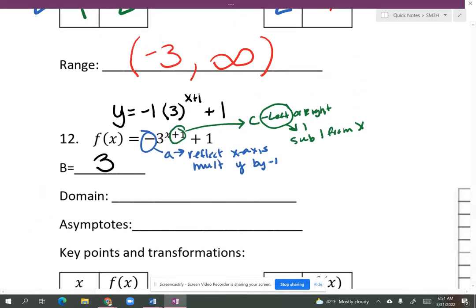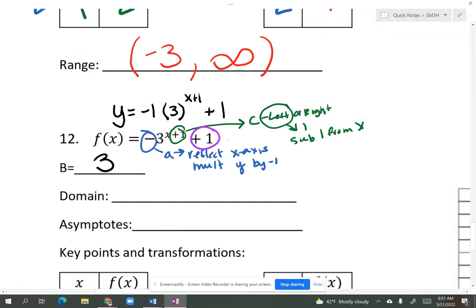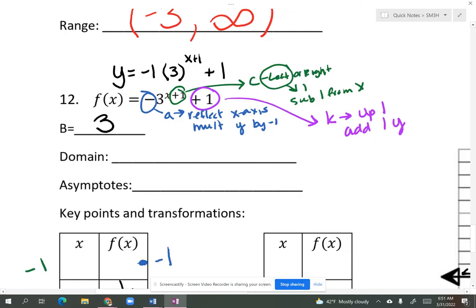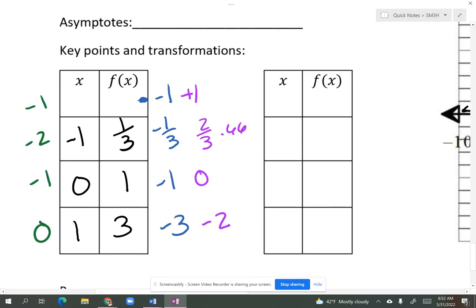Okay, and then the last little extra bit that we have is this +1, which is a k value, which is going to move everything up 1. So we're going to add 1 to our y. Okay, so in here I get 2/3, or 0.66, whatever. -1 plus 1 is 0, and -3 plus 1 is -2. And so my final points are going to be -2, 2/3, 0.66 or 0.67, whatever, -1, 0, and 0, -2.